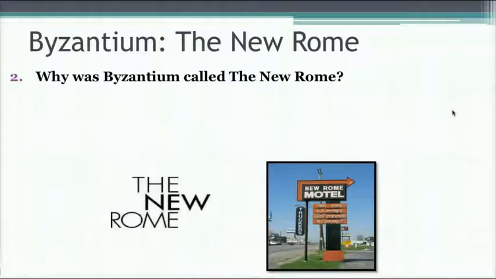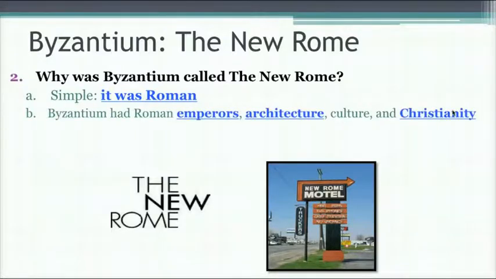So why was Byzantium called the New Rome? Well, I mentioned to you, it was Roman. It just really was part of the empire, so it's very easy to get that name. So Byzantium had Roman emperors, it had Roman architecture, Roman culture, and certainly it had Christianity, which had developed under the Romans. So it was Roman.